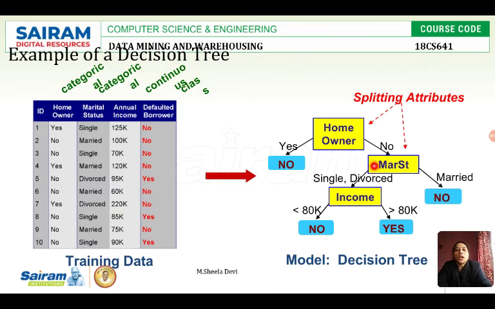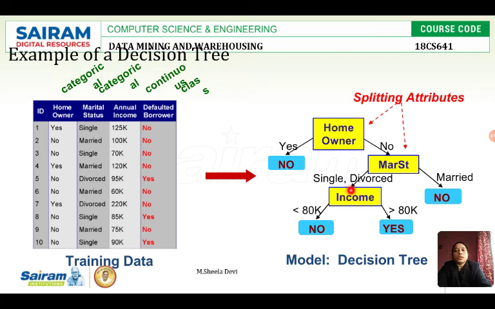Then under no, again I am dividing it into 2 parts. That is marital status. How many attributes are there? We have 3 attributes, but we are going to divide it into only 2 attributes. That is, single and divorced will come under one category, and the married people will come under another category.